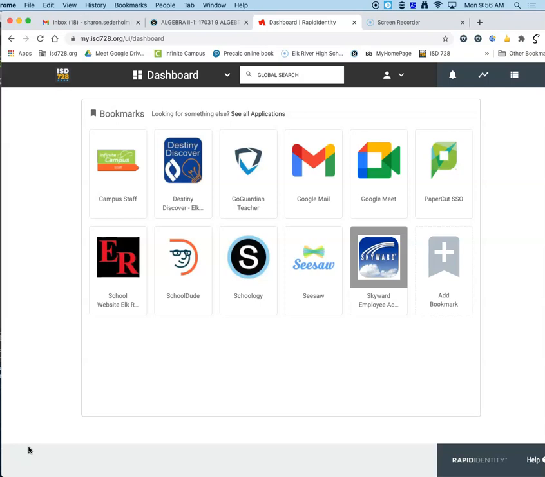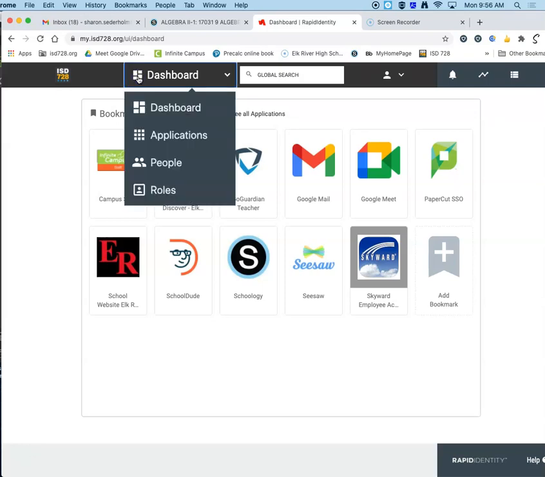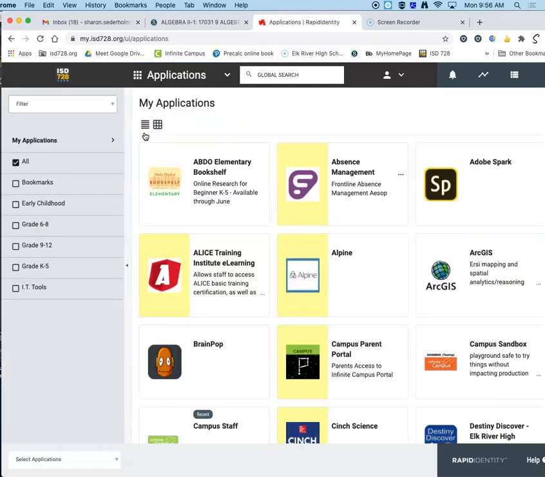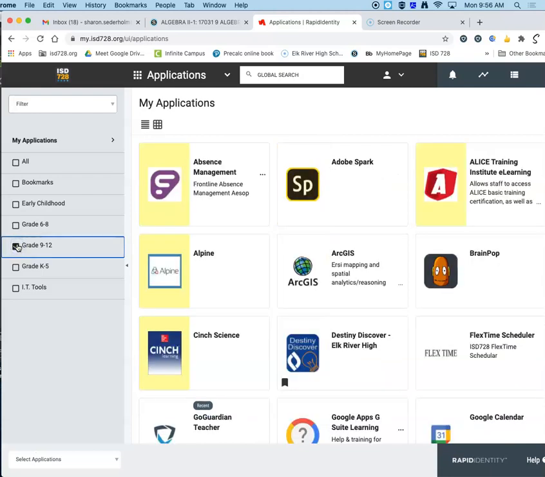The first thing I wanted to do, because I had a couple of questions about this last week from people that haven't had to use the TI-84 Plus on the app before, was make sure everybody knew the easy way to find it. Right up here you see a button that says Dashboard when you get into Rapid Identity. Choose Applications, because this is an app we're talking about. And then, so that you don't have to scroll through all of them, hit grades 9 through 12.